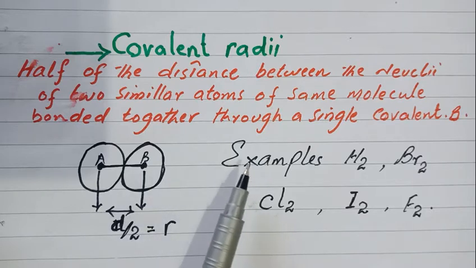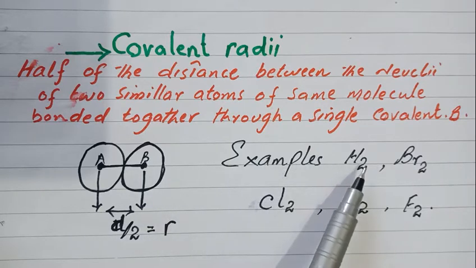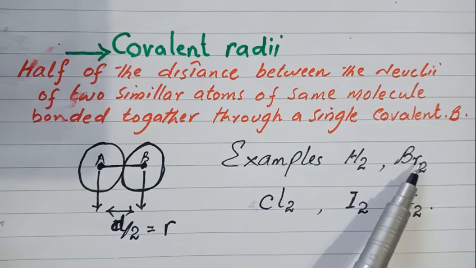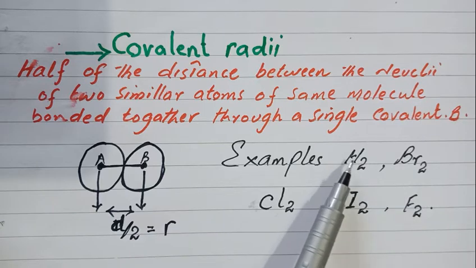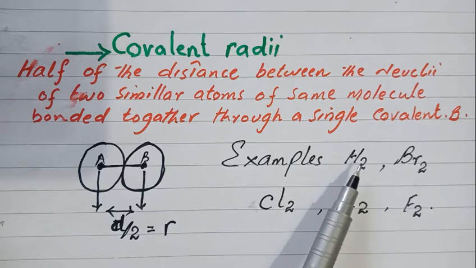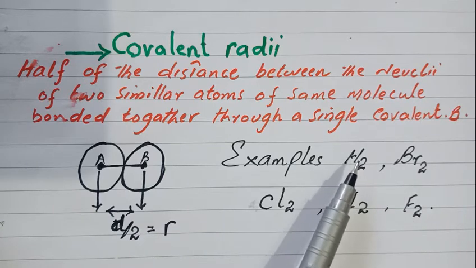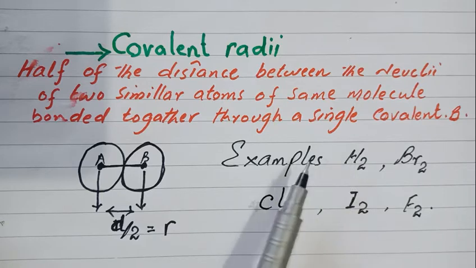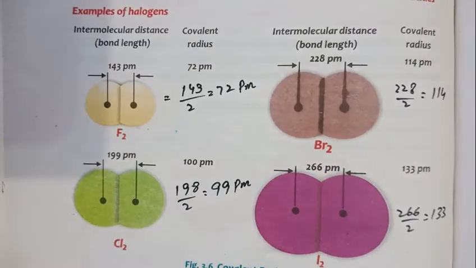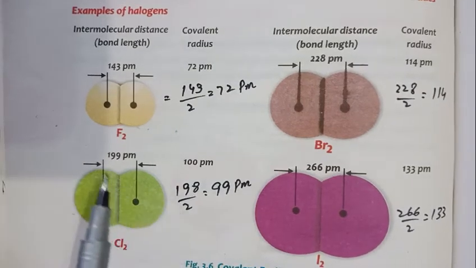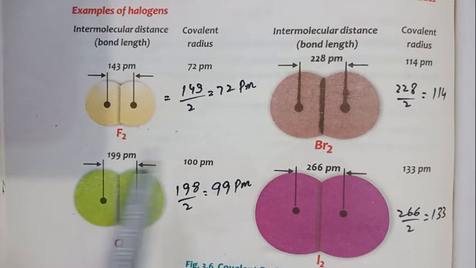Let's take some examples of diatomic molecules. For example, hydrogen, bromine, chlorine, iodine, and fluorine. All these are molecules of elements, and in all these examples, the same atoms are combined together through single covalent bonds. Now, these are some diatomic molecules: the halogens, fluorine, bromine, chlorine, and iodine.